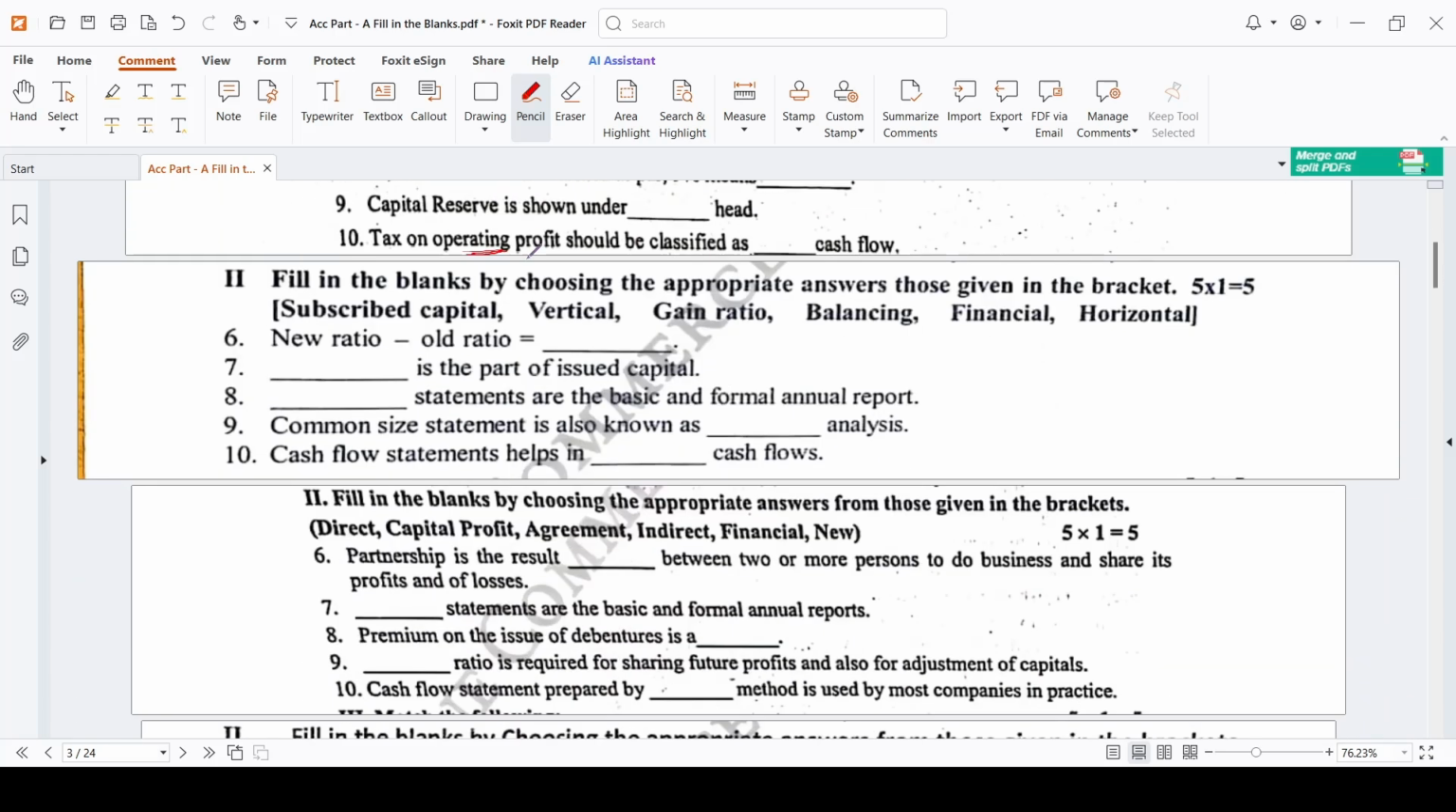Next, new ratio minus old ratio. New ratio minus old ratio is gain ratio. Cash is the part of issued capital, subscribed capital. Dash statements are the basic and formal annual reports, that is financial statements. Common size statement is also known as dash analysis. Common size is vertical analysis, comparative is horizontal analysis, so common size vertical analysis. Cash flow statement helps in dash cash flows, balancing the cash flows. So here which does not belong is horizontal.